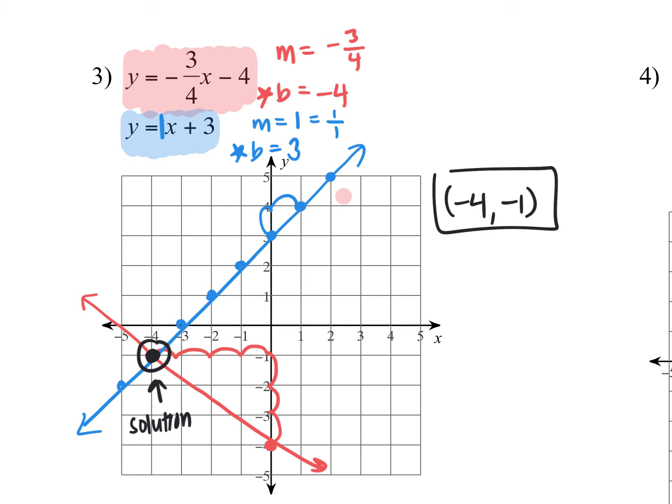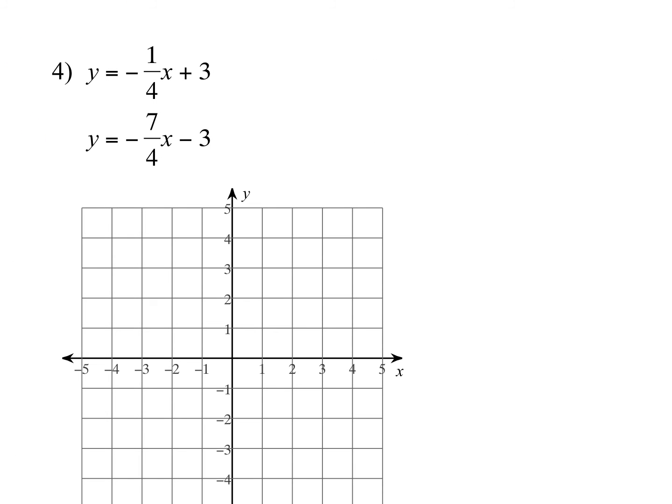Okay, we're going to do one more together, and then you guys are going to do the rest on your own. So hopefully you're starting to get the hang of it. You're just basically graphing lines and then figuring out where they cross. The hardest part is to identify how do I actually label the point, okay? All right, last one that we'll do together. The rest will be all on your own.